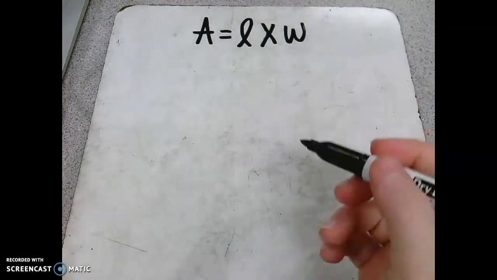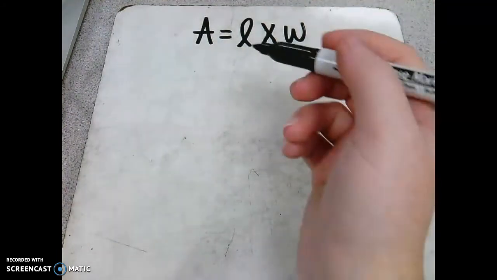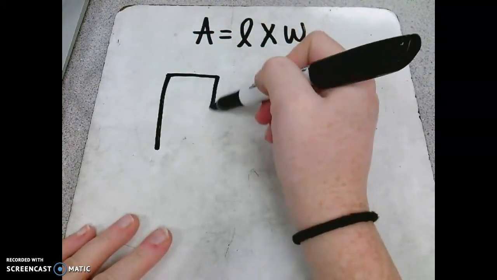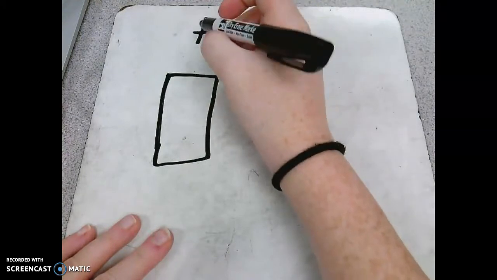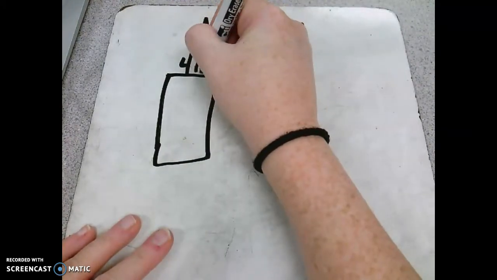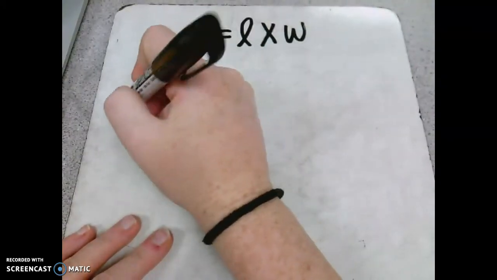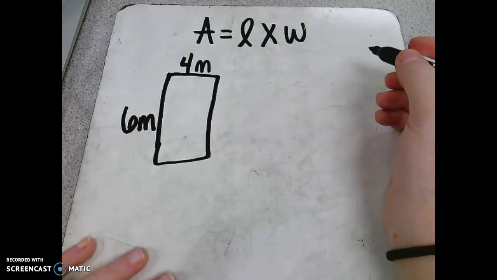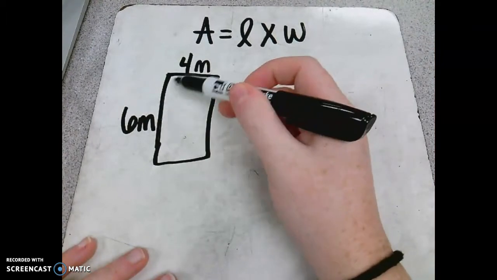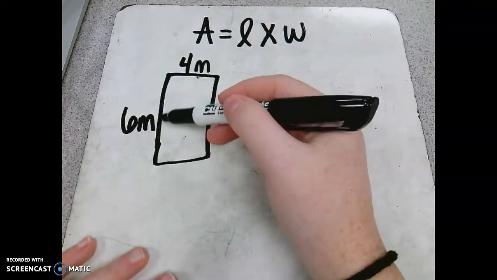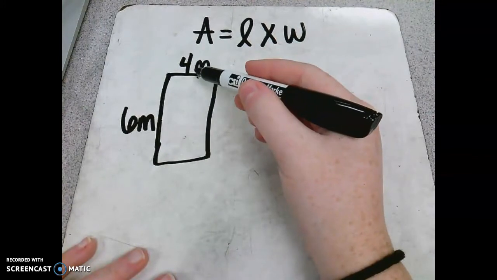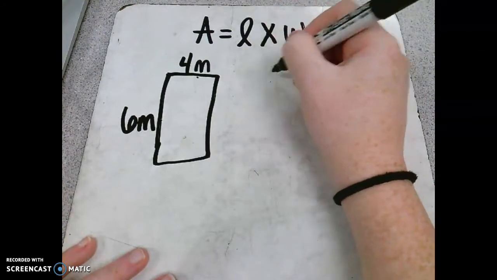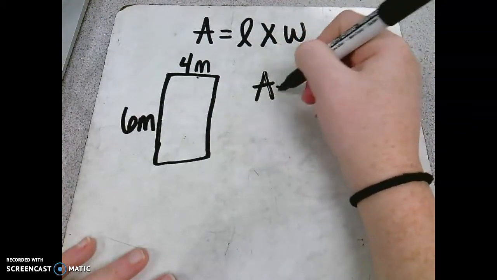Okay, length times width. So let's do another example. Our rectangle is 4 meters on one side and 6 meters on the other side. To find our area, we need to multiply both these sides to get the whole area of this rectangle, okay? How much this whole rectangle is worth. So let's fill in our blanks.